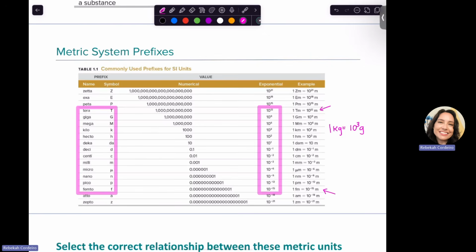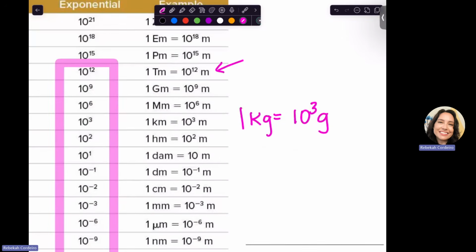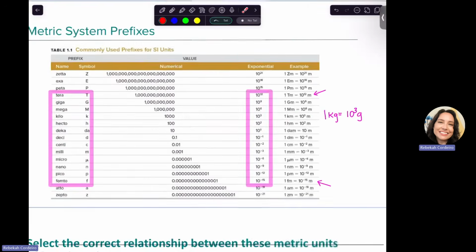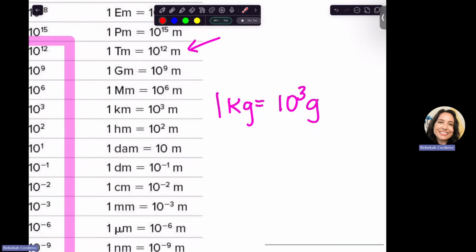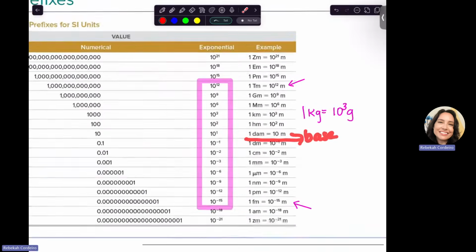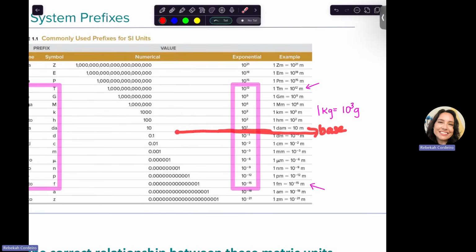One thing we can also do is we can switch these around. So I want you to think about which of these prefixes are big or small. So we have big prefixes, meaning their exponents are positive, all the way up to deca. And then deci and down, the exponents are negative, so these are small. And the base unit kind of fits in the middle. So it would be right in between where it goes from positive to negative, would be just 1. That would be your base.